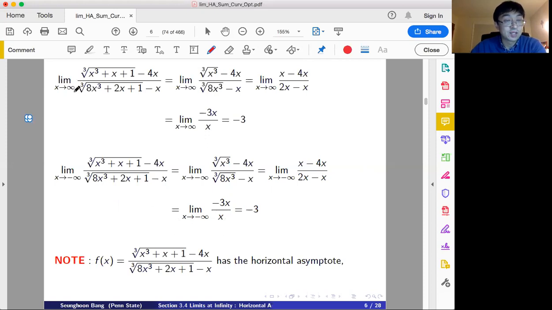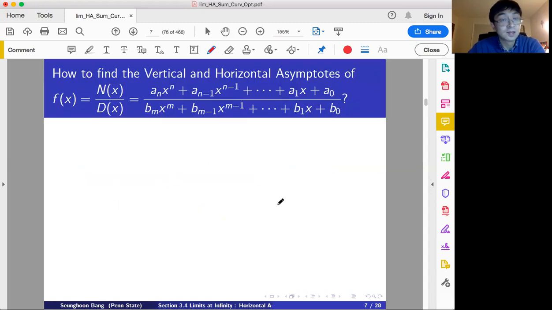So why is it like a horizontal asymptote? The x value approaches minus infinity and positive infinity, and we have the same number, negative 3. The horizontal asymptote is y equals negative 3. So like this.